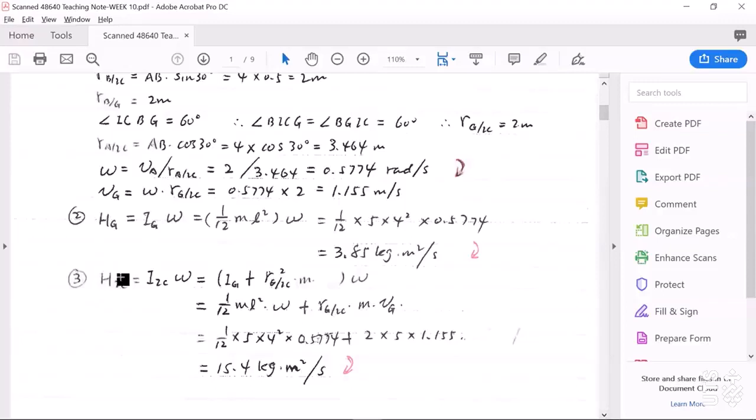HIC, we can use IIC times omega. How to calculate IIC? We can use parallel axis theory. So finally, we can work out HIC. Its direction is also the same as the direction of omega.